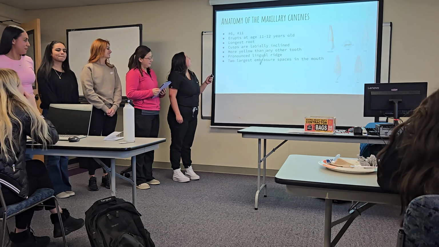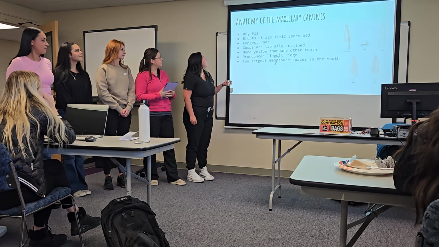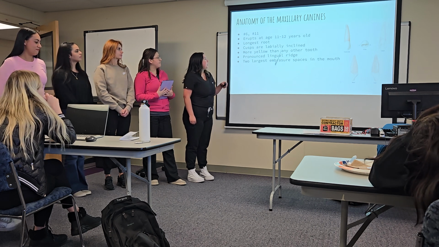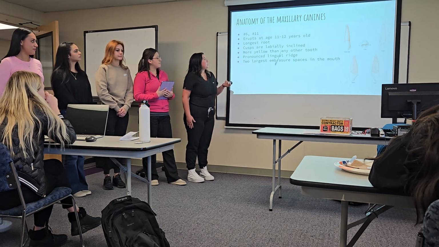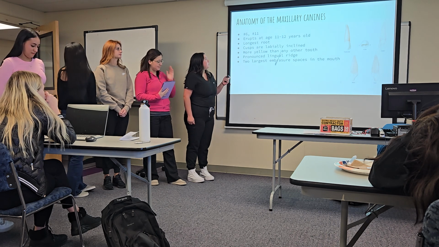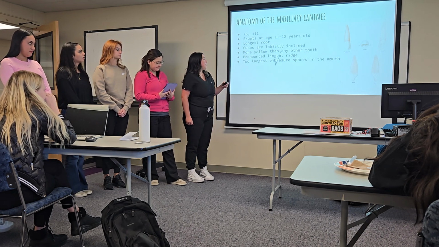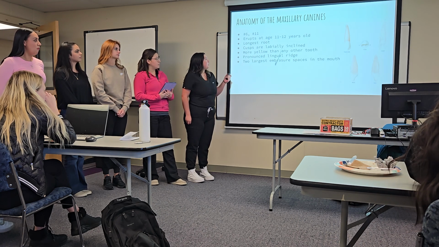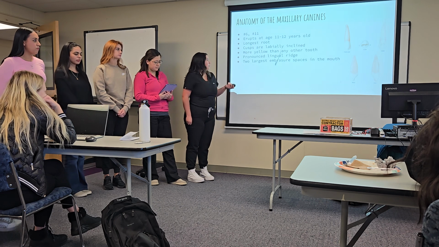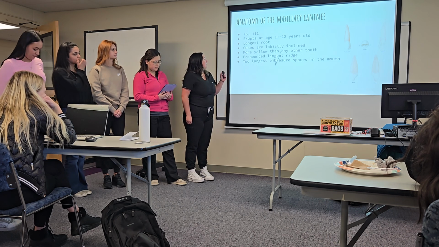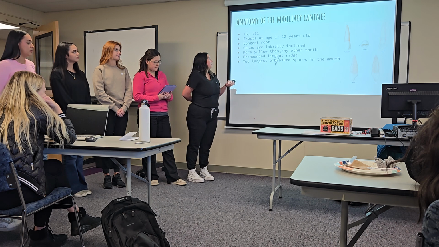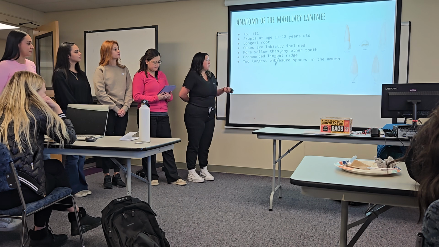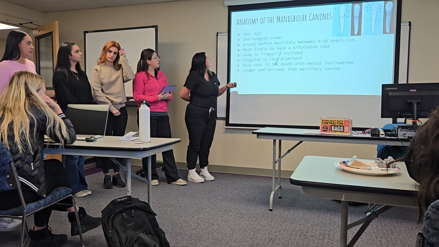Alright, so for the anatomy of the maxillary canines, the universal numbers for this are number 6 and 11. These teeth also erupt at ages 11 to 12 years old. This tooth has the longest root in the whole mouth. The cusps of this tooth are labially inclined, and this tooth also has a more yellow appearance than any other tooth in the mouth. The canine also has a pronounced lingual ridge, and the maxillary canines have the two largest embrasure spaces in the mouth.